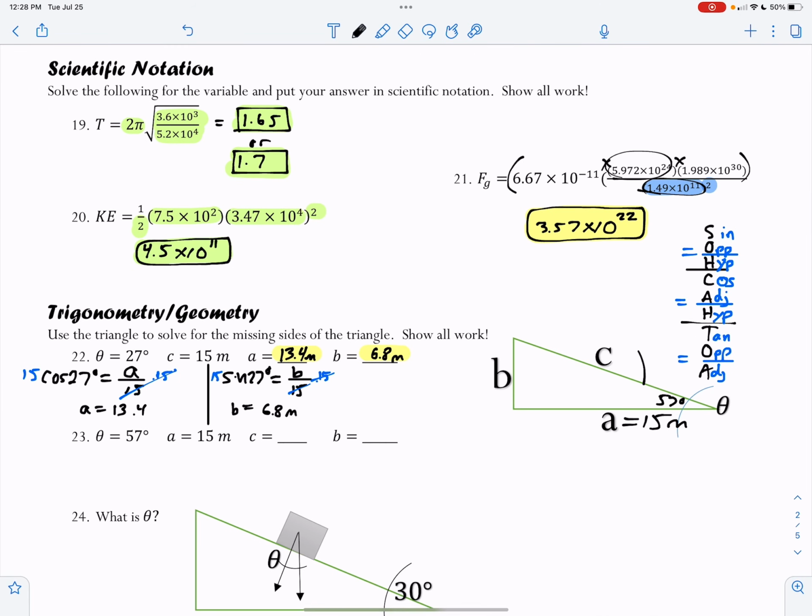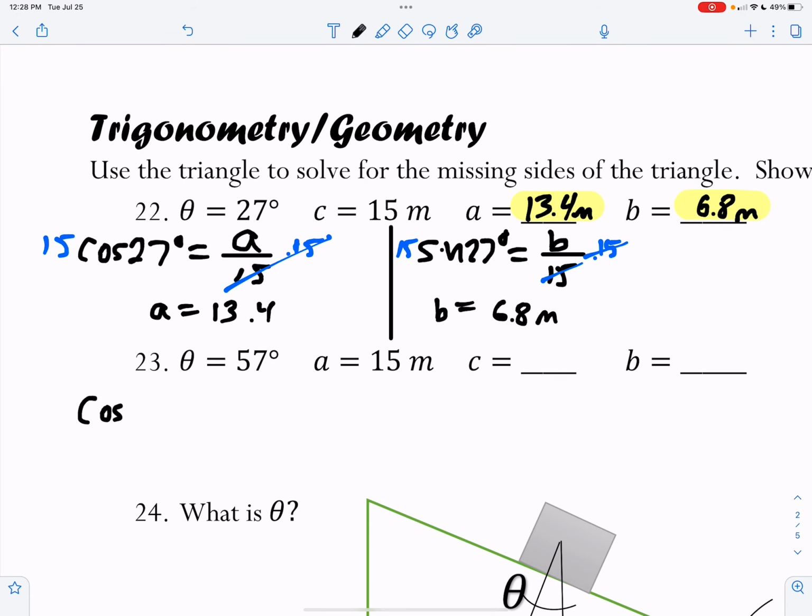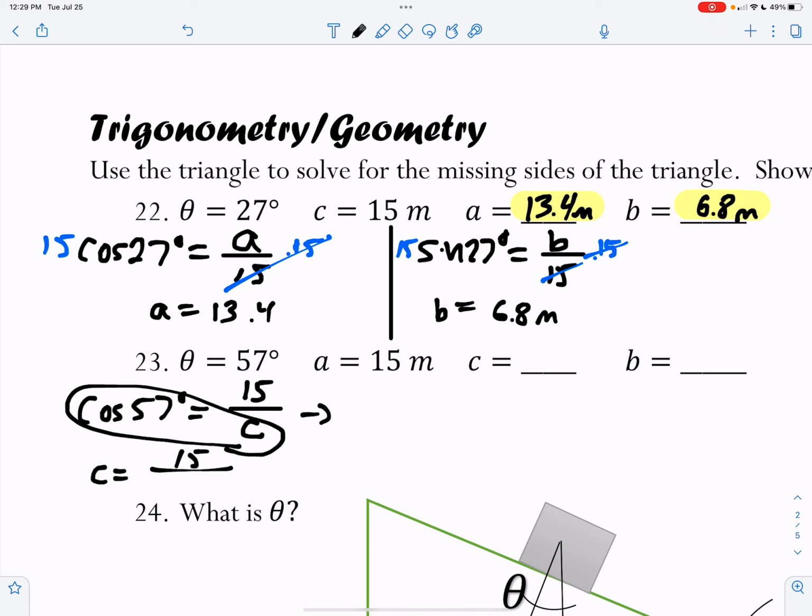So if I want to find side C, the hypotenuse, notice I've got the adjacent side and I'm looking for the hypotenuse. Adjacent and hypotenuse would be a cosine ratio. So I could start with cosine of 57 degrees equals the adjacent side, which is A, 15, over the hypotenuse, which is C. Now to solve for that, we use the switcheroo, which would replace the denominator with the other side. So C is equal to 15 over cosine 57. And we roughly get about 27.5 meters.